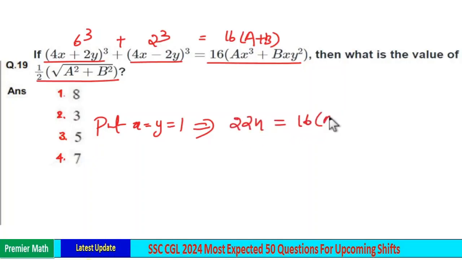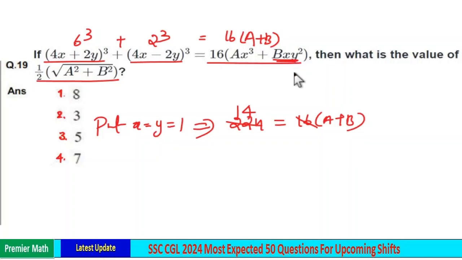224 is equal to 16a + b, which means 16 goes 1 time in 22, remaining 6, so 16 goes 4 times in 64. So a + b is equal to 14. Now this is bxy². Two terms are there. And this is ax³, one term.